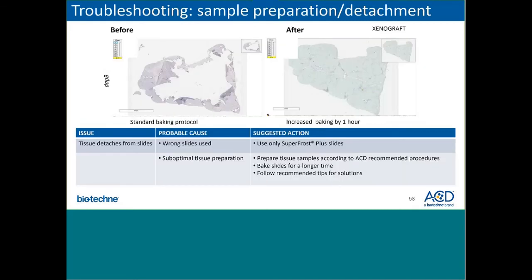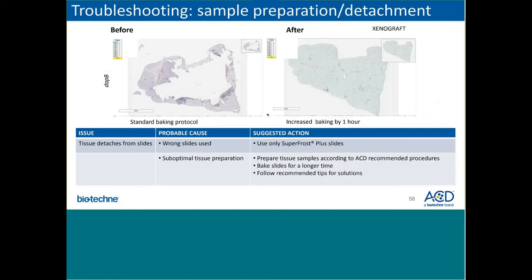Another common troubleshooting would be for sample detachment. In particular, we're looking at tissue detachment with a standard protocol. A potential cause could be that the wrong slides were used, in which case we would highly recommend using Superfrost Plus slides. This could also happen due to suboptimal tissue preparation.